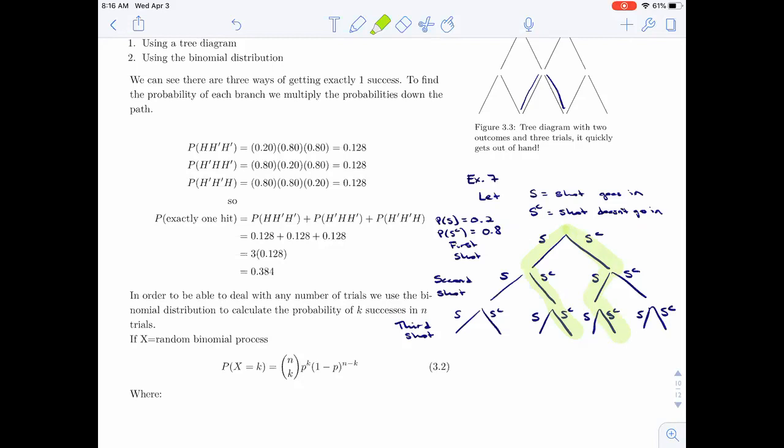Or if I don't get it in on the first shot, and then I don't get it in on the second shot, then I have to get it in on the third shot, right? Just to have exactly 1 success. So then I get boom, boom, boom.